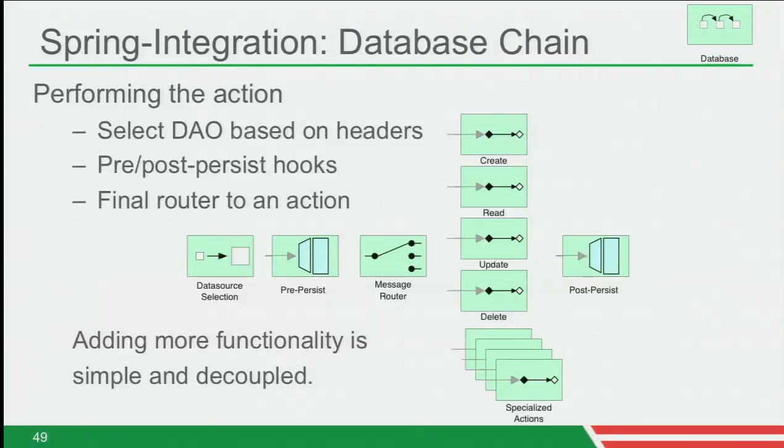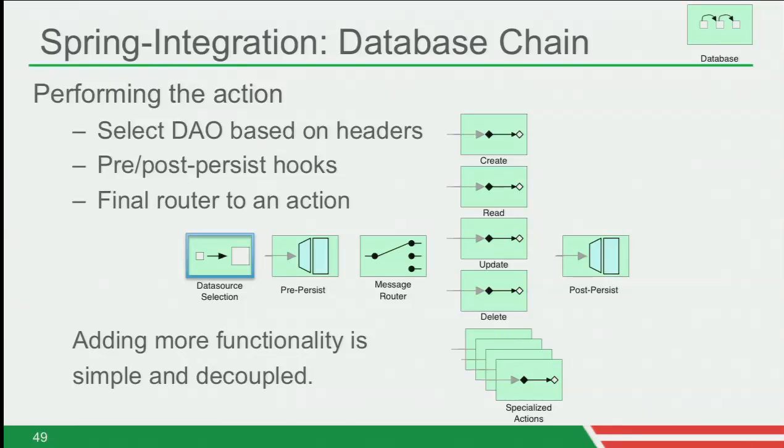So assuming we've passed through validation, we actually get to the database, or we're close to getting to it. So what we do first in this database chain is select the data source. And right now, that means I'm doing a contact persist, so I'm going to select the contact DAO.